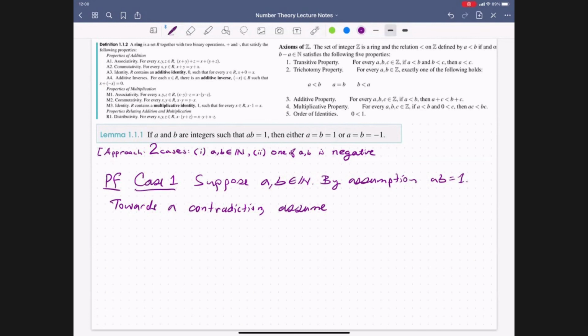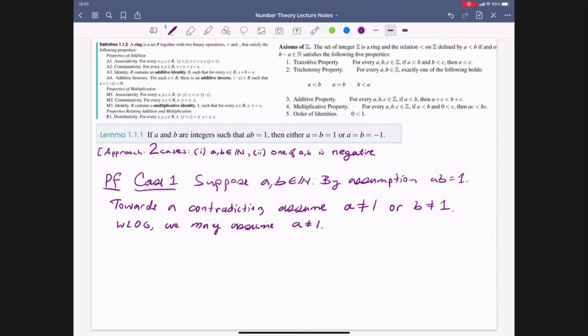But either way, now assume that A does not equal 1 or B does not equal 1. That will be our negation of our desired implication here, since we're dealing with positive numbers. So A does not equal B, or A does not equal 1, or B does not equal 1. Without loss of generality, we may assume that A does not equal 1.